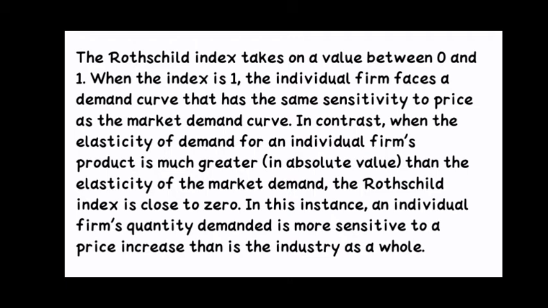The Rothschild index takes a value between 0 and 1. When the index is 1, the individual firm faces a demand curve that has the same sensitivity to price as the market demand curve. In contrast, when the elasticity of demand for an individual firm's product is much greater in absolute value than the elasticity of the market demand, the Rothschild index is close to 0. In this instance, an individual firm's quantity demanded is more sensitive to a price increase than the industry as a whole.